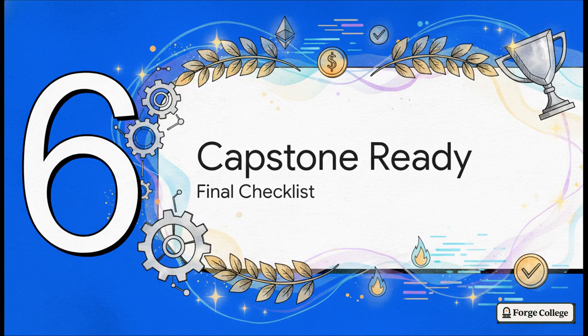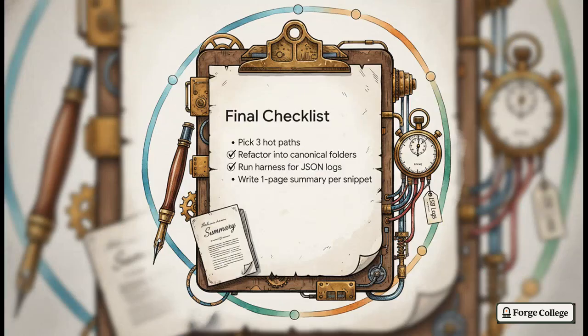All right, home stretch, section 6. Ready for the capstone, the final checklist. Here are your marching orders, your exact final checklist. First, pick 3 hot paths from your profiling. Second, refactor each of them into separate canonical folders. Third, run your measurement harness to generate those beautiful JSON logs. And finally, write a crisp, one-page summary per snippet. If you follow these exact steps, you will easily conquer your project deliverable, for sure.